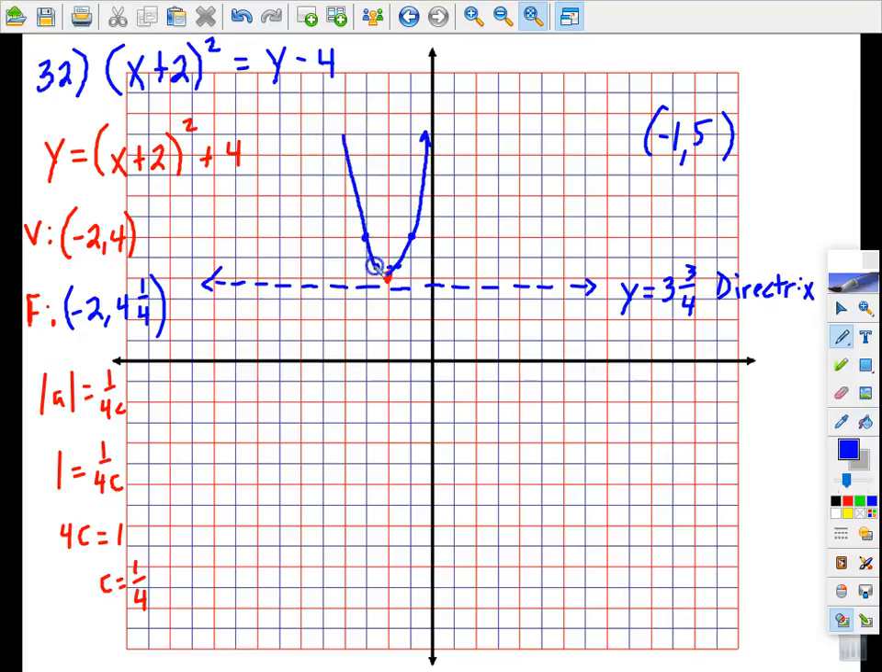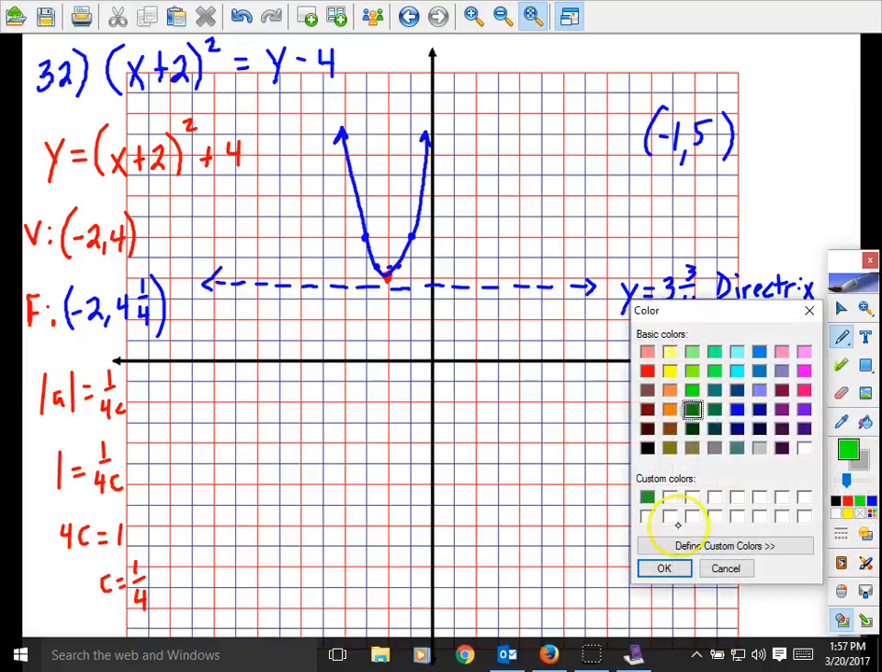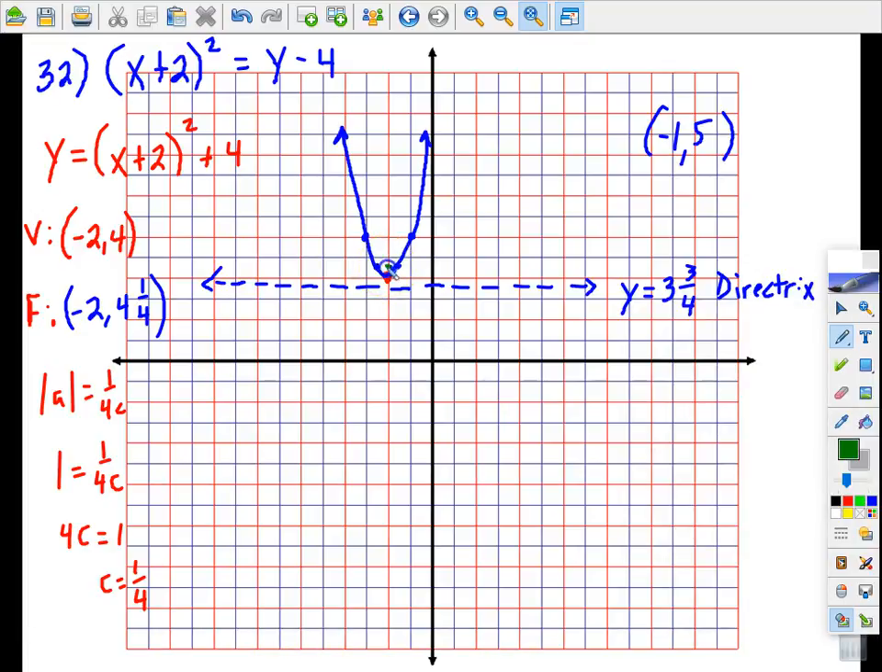And here's a rough sketch of that parabola. And I'll just make our focus a little different color. Focus really, really close to the vertex. It's just 1/4 of a unit up. And the directrix there, as you can see. So there's your graph with the focus and the directrix for number 32.